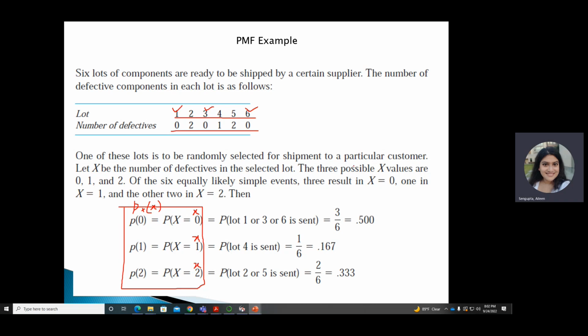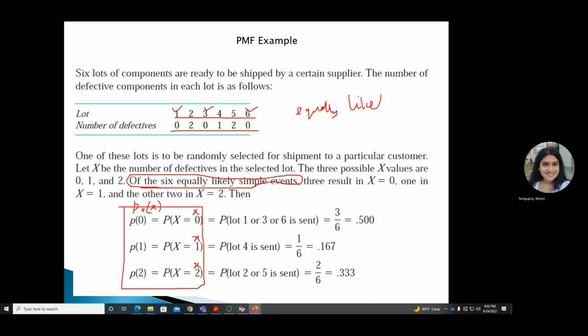One of these lots is randomly selected for shipment, and the three possible values are 0, 1, and 2 of the six equally likely simple events. This particular keyword is basically equally likely, or equiprobable. Equally likely or equally probable events means that all the probabilities are basically the same for all the options. So it's 1/6 though, and that's what's represented out here. And the value 2 can happen in only 2 ways. It's either lot 2 or 5. So again, 2 out of the 6 possibilities. That is why we have this probability. So for the PMF, the idea is that it has to be at that specific value though.